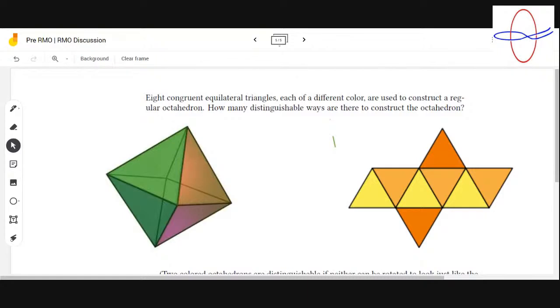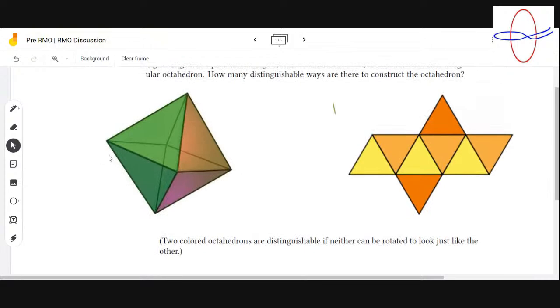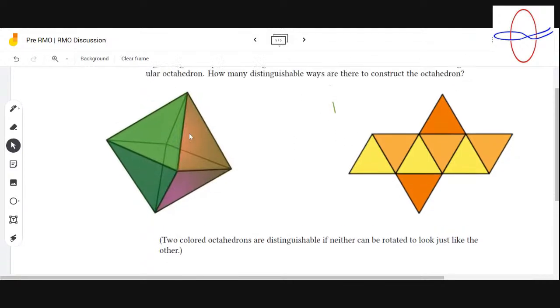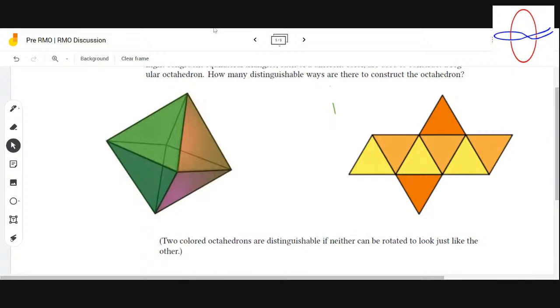So essentially, how will we do this? Now, it's not 8 factorial. The idea is that you have to rotate it, okay? Suppose you color it, and just rotate the colors. How do you do it? That's the idea. The answer is less than 8 factorial, you're right.